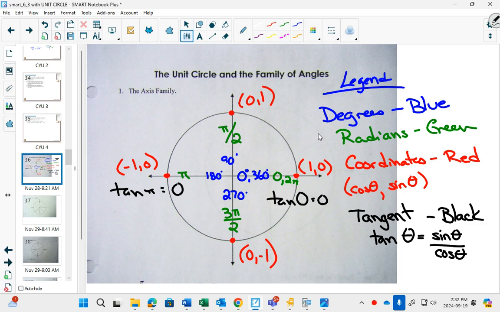But what happens when I get to pi over 2? I mean, technically, if I write sine over cos, I get 1 over 0, which is not possible. So we'll say not possible or undefined, any one of those things is good. And the same thing happens down here with tan of 3 pi over 2. It is also undefined or not possible.